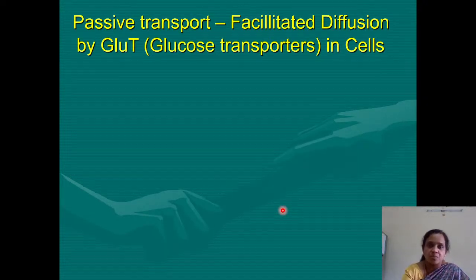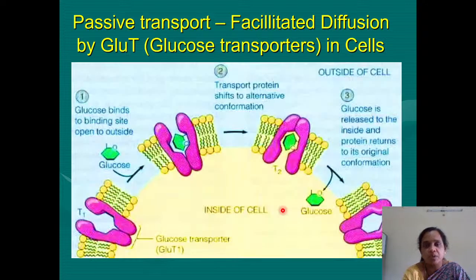Next is passive transport or facilitative diffusion of glucose. Once it enters into the circulation, from the circulation the glucose is distributed to all the cells of the body by means of passive transport, because higher amounts of glucose are present in the circulation. So a little bit of glucose can enter along the concentration gradient into the cell. These are called glucose transporters. The mechanism is called the ping pong mechanism.